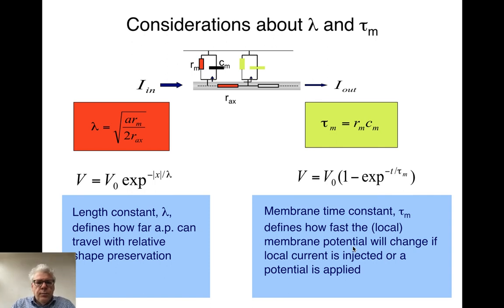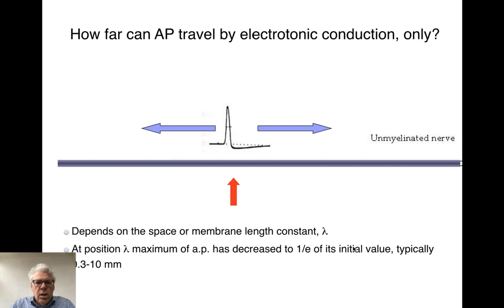And so with this knowledge, we will come back to our initial question: how far can action potentials travel by electrotonic conduction only? Which is what we started out with. Well, now we can give a more precise answer to this question, because it depends on the space or membrane length constant. Those two names are used for the same thing. So the membrane length constant is also known as the space constant.